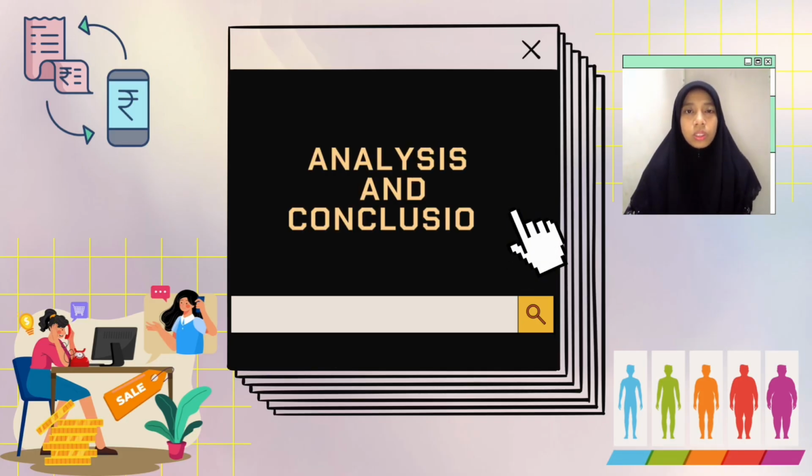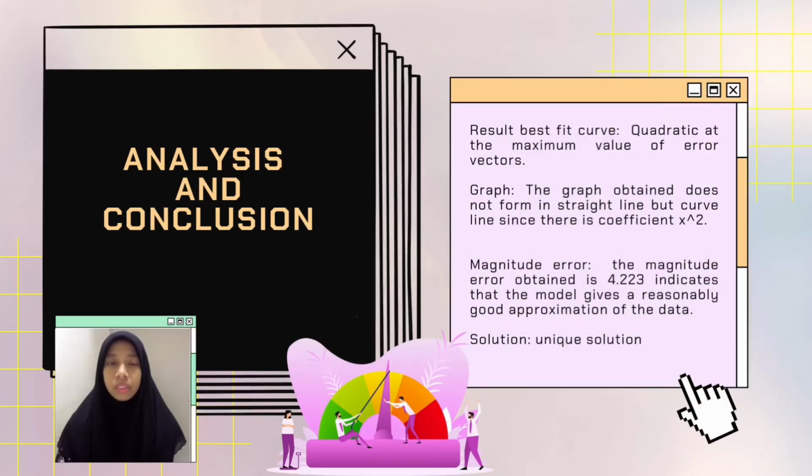And lastly, I will talk about the analysis and conclusion for this project. Based on the manual calculations and Maple commands, we got a similar result for each variable. The result for the best fit curve is quadratic at the maximum value of error vectors. The graph does not form a straight line but a curved line because there is a coefficient of x squared in the equation.